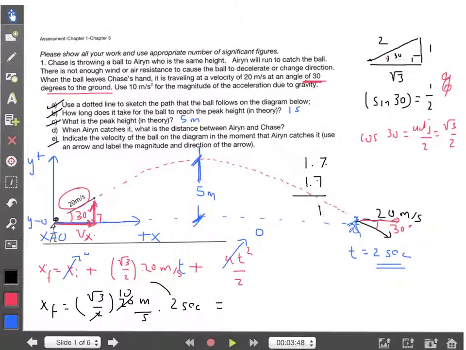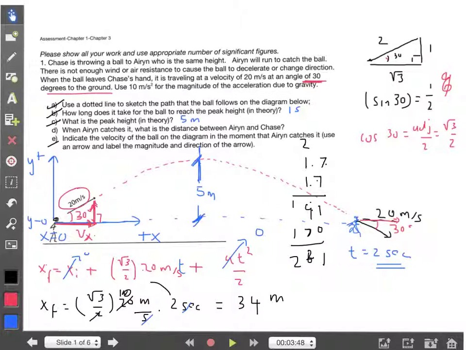Let's see, I can't read my own writing. 1, 2, I think that's a 2. No, that's a 7. 1, 2, 6. So yeah, it's 1.7 something. Okay, so 17, square root of 3 times 10, times 2 is going to be about 34 meters. The seconds should cancel.